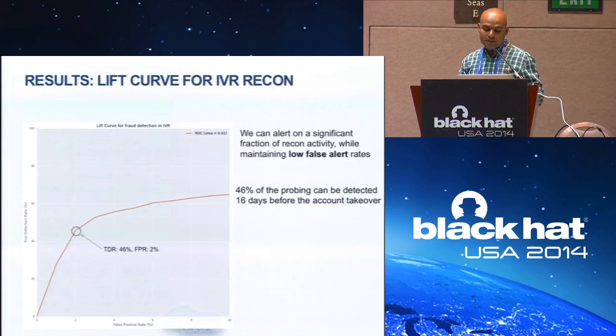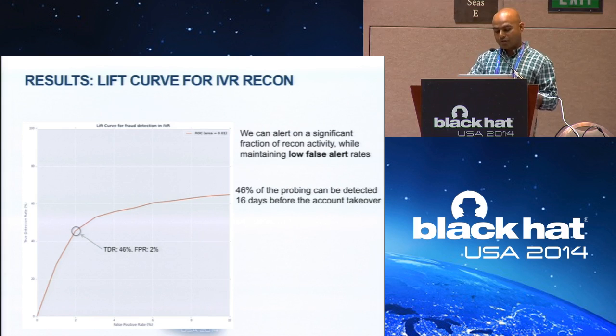So what's the overall result for detecting IVR reconnaissance? As I mentioned, we have a 46% detection rate. That means we can alert on suspicious activity on 46% of accounts targeted for fraud at a false positive rate of 2%. Why is that interesting? There are many ways that you can try to predict fraud or reconnaissance. But all the methods that have been tried so far suffer from one problem: they have very high false alert rates, so high that it makes it very hard to actually use the system.